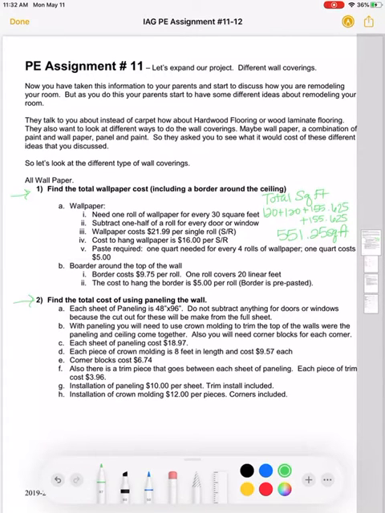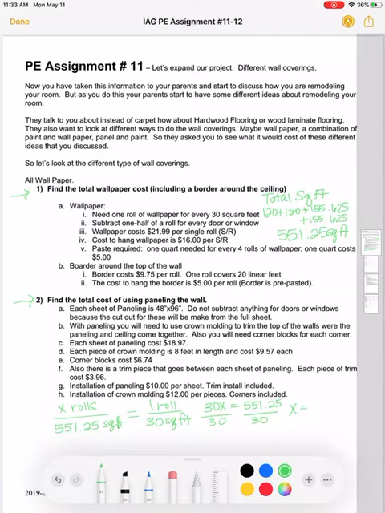Then it says for Roman numeral I, you need 1 roll of paper for every 30 square feet. So I need X rolls for 551.25 square feet, and that equals 1 roll for 30 square feet. So when you cross multiply, you're going to get 30x equals your total square footage. Divide by 30, and then you're going to get how many rolls you need.